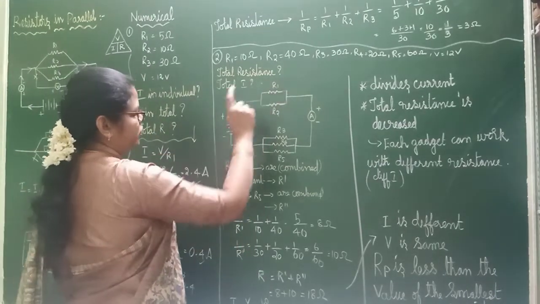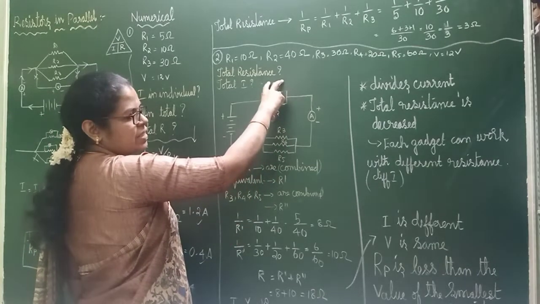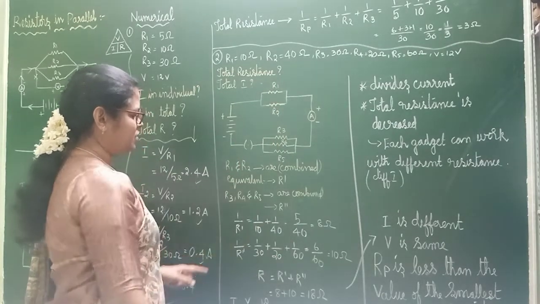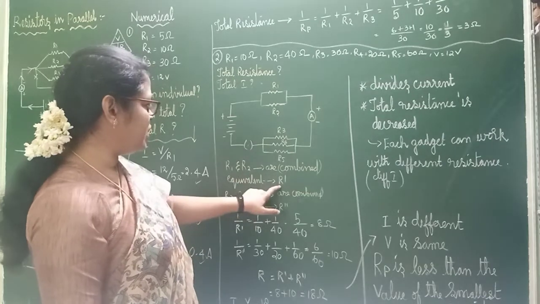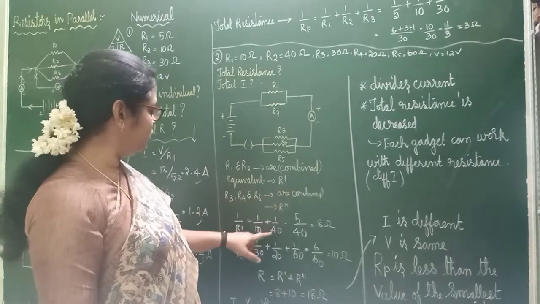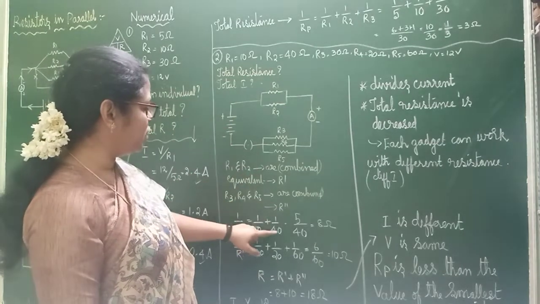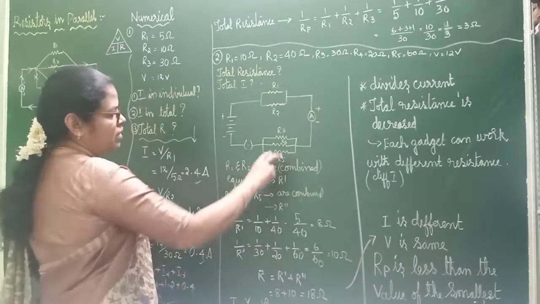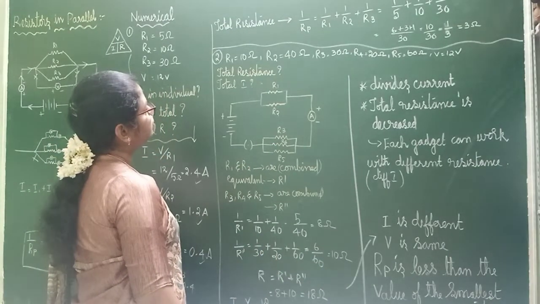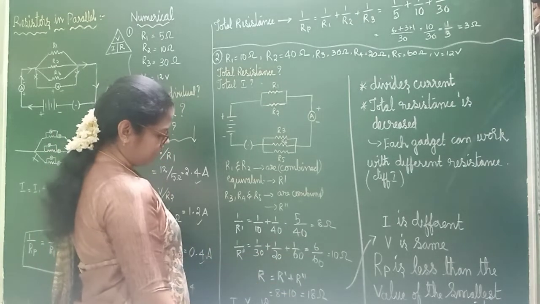See, total resistance we should find, no? So R1 and R2 we can combine together and take as an equivalent resistance. And these three we can combine together and take an equivalent resistance. For example, R1 and R2 can be taken as R dash, and R3, R4, R5 are taken as R double dash. Okay, so 1 by R dash is equal to 1 by 10 plus 1 by 40. You will get this. Same way, for this equivalent resistance of R3, R4, R5, you will get this. Total resistance R is equal to this plus this, which is equal to 18 ohms.